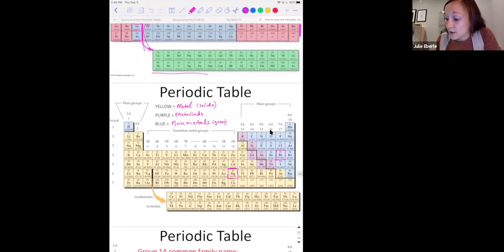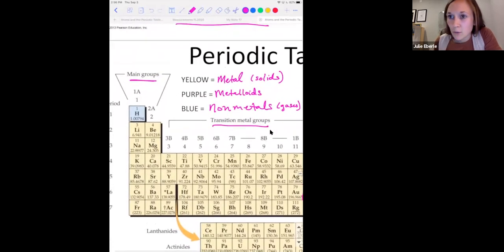Now you'll also notice that this labels the transition metal groups versus the main groups, and there's more main groups over here. And if you look at the way this is numbered, they also use letters. So main groups have the letter A attached to their numbering. Transition metal groups have a B.